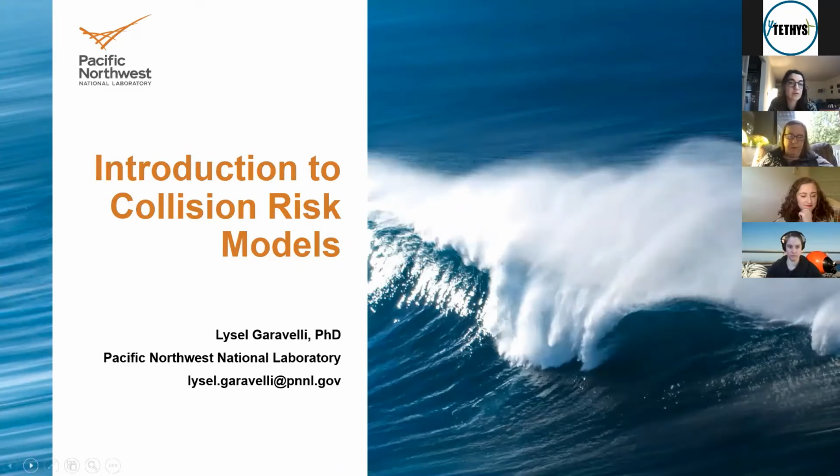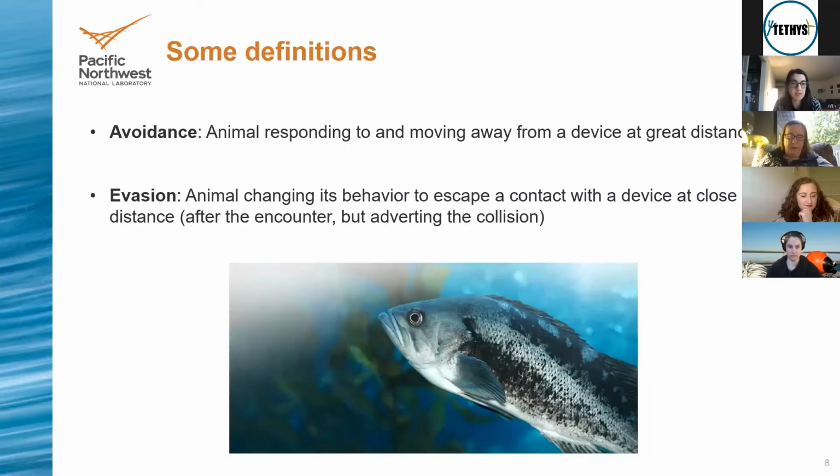Hi, everyone. We just wanted to put everyone on the same page about a collision risk model. So next slide, please, Debbie. Sorry, it's early. Here we go. So we wanted to start with some definition of, I'm going to talk about several terms here. So just wanted to put everyone on the same page with some definitions.